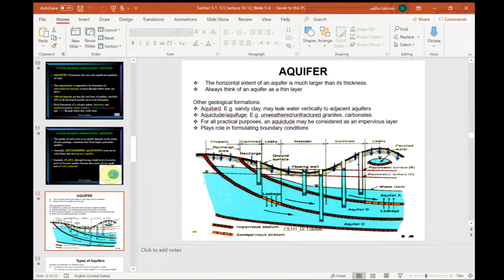Then we have the aquiclude or aquifuge. An example is unweathered, unfractured granite, which doesn't have any holes. It doesn't contain water, neither does it allow water to pass through. That's why it is an aquiclude; they exclude water. For all practical purposes, an aquiclude may be considered an impervious layer, meaning impermeable, meaning water cannot pass through it.